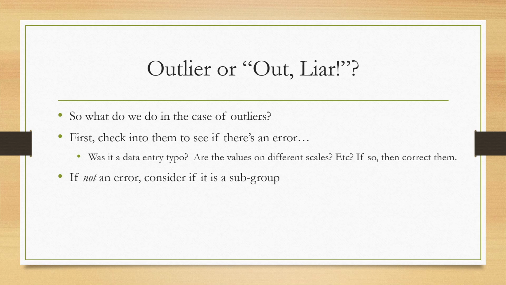Why is this individual an outlier? Why are they so different to these individuals? Why are they so different from the rest of the group? And what you might find is that that individual or these individuals represent a subgroup.